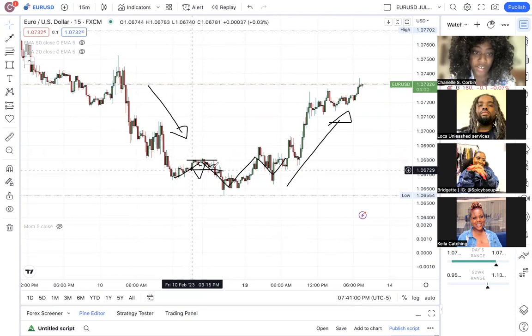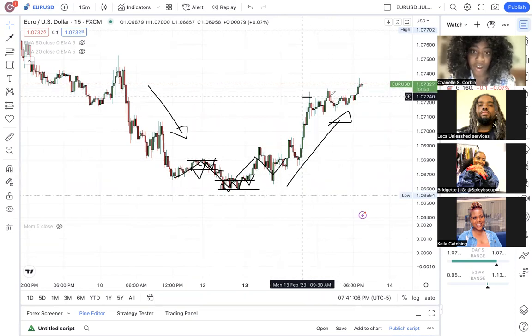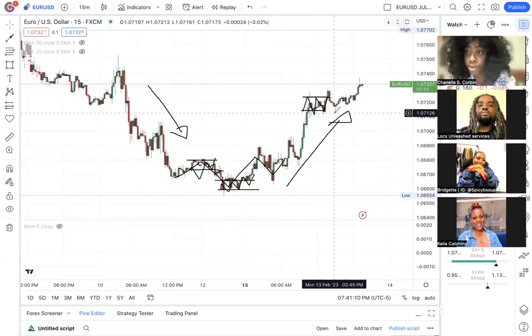So we see it right there, right? We see the market was consolidating a little bit right there. We see even right here, the market was consolidating a little bit. There's pretty much equal green and red candles. It's not trending any which way.